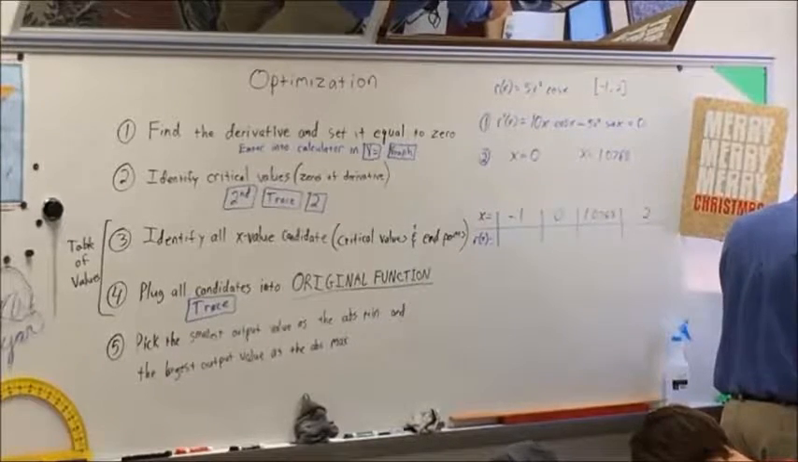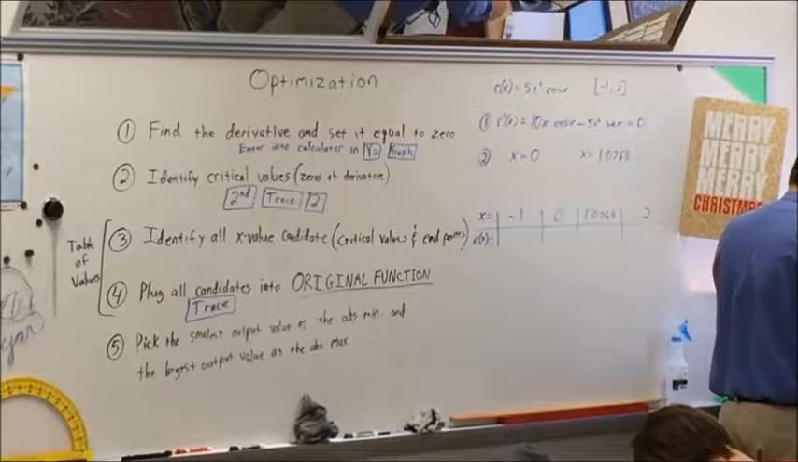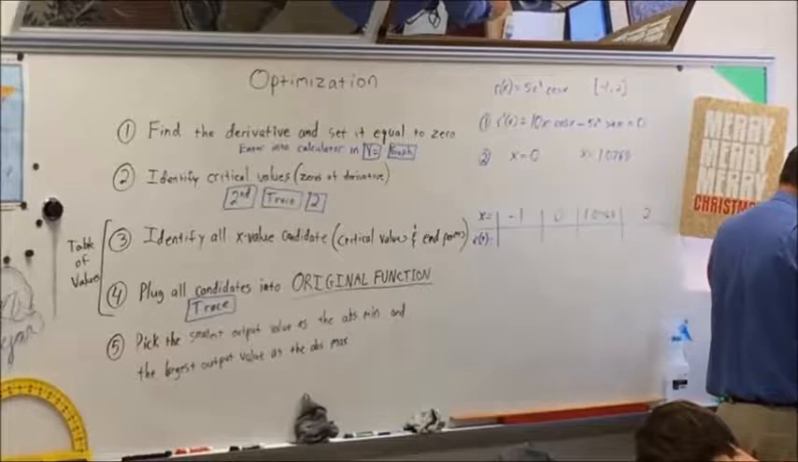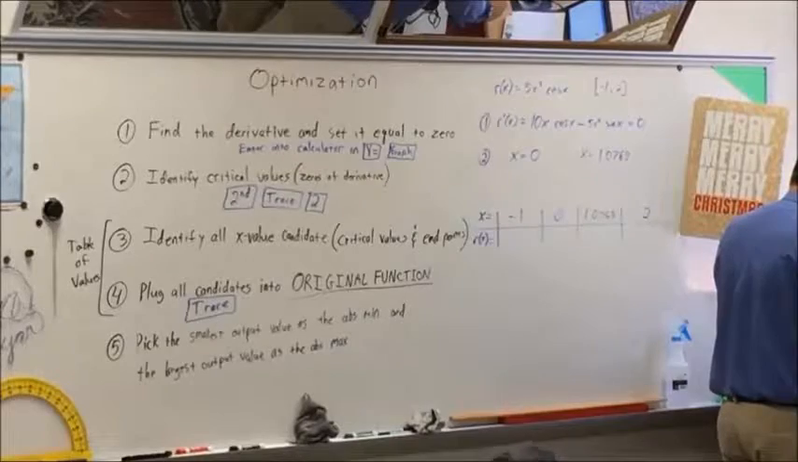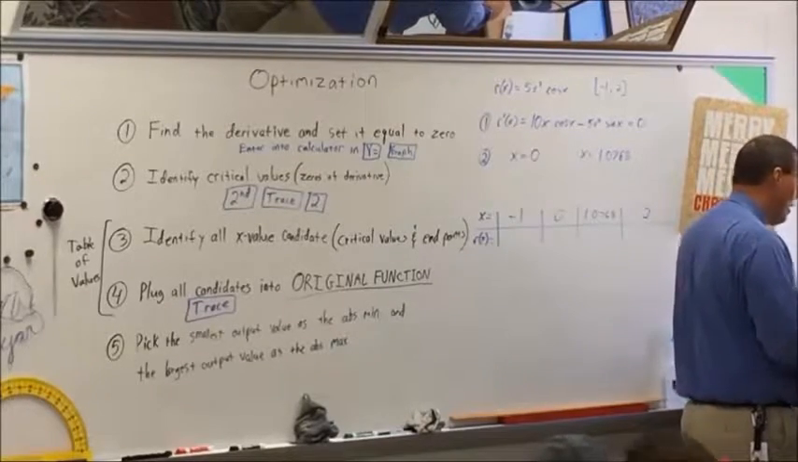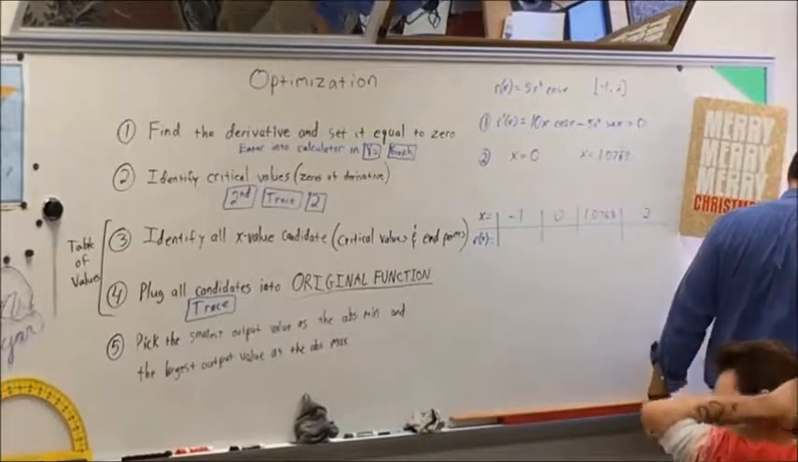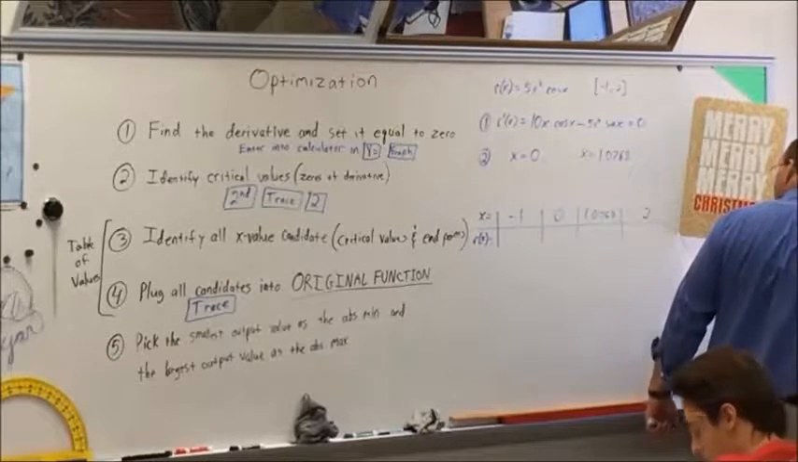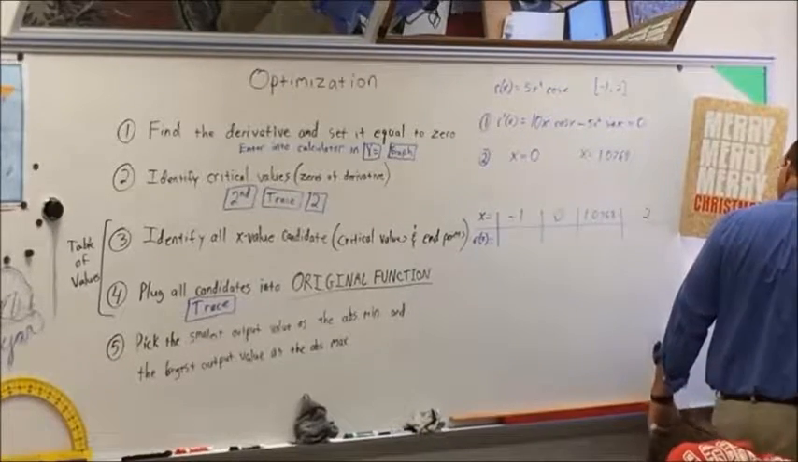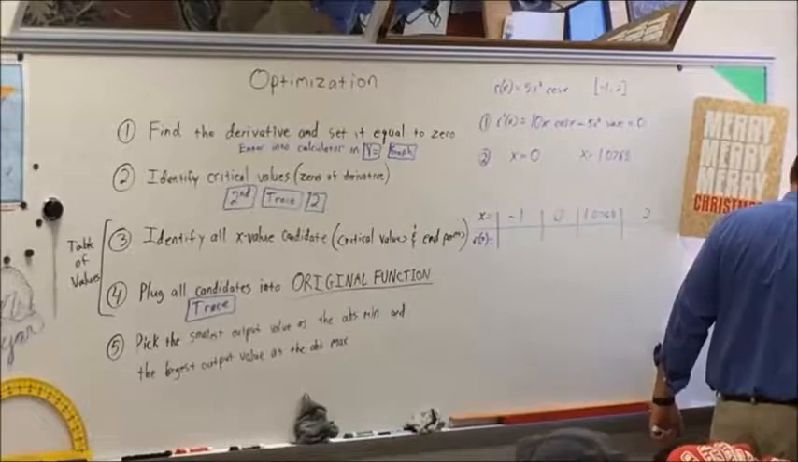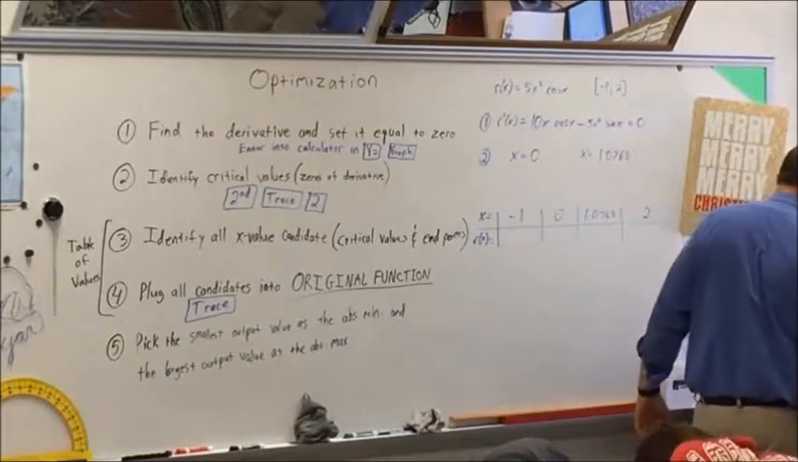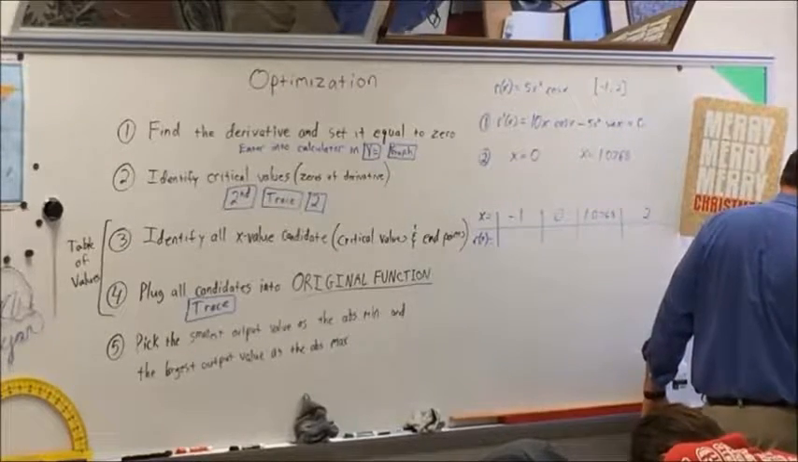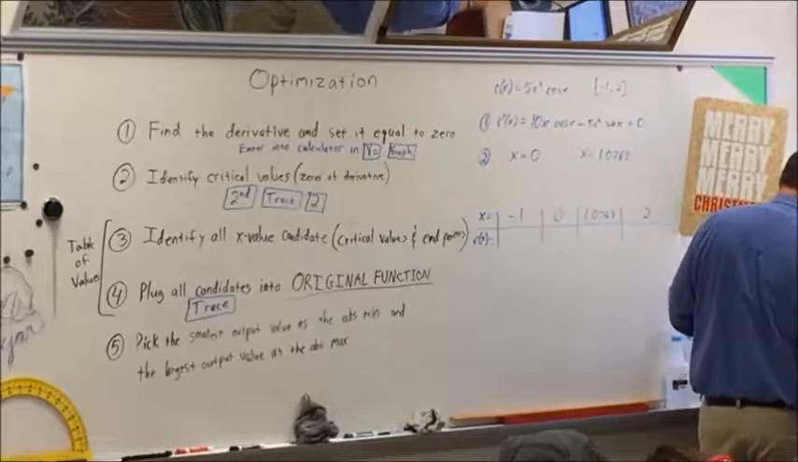So first I have to hit second window for the table settings. I have to go down to independent and change it from auto to ask. Then I have to press second graph, which gives me the table feature. And now I can just type in my inputs. -1, 0, 1.0768, and 2. And then there's all my output values right there. But because I want to go to 4 decimal places, I actually have to hover over each one of these to get the right value.